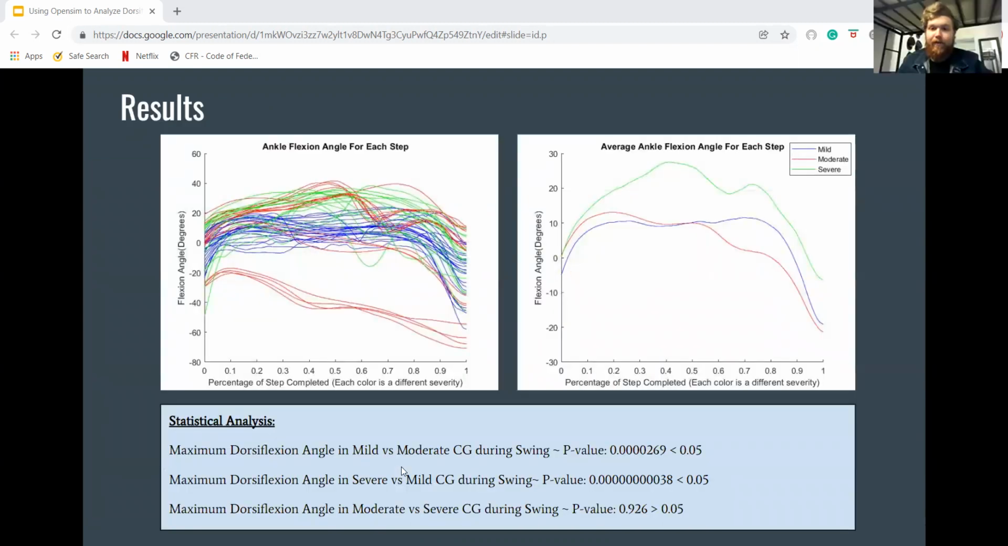This data was used to generate the plots that can be seen above. On the left is a graph showing dorsiflexion angle for each step a patient takes with 3 crouch gait severities. And on the right is the average dorsiflexion angle of a complete step for each of these severities.